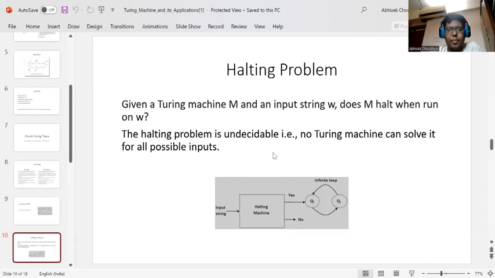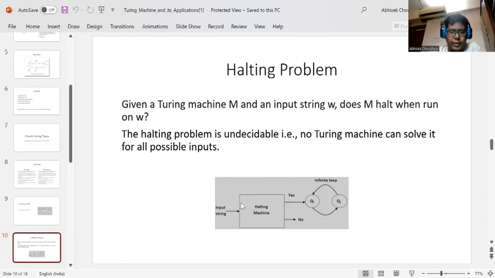This is an undecidable problem. There is no algorithm or no Turing machine which can solve it for all possible inputs. For a particular input, we can do hit and trial and we can predict, but for all possible inputs, there is no algorithm which can accurately decide if it will halt or not. This was proved by Alan Turing.